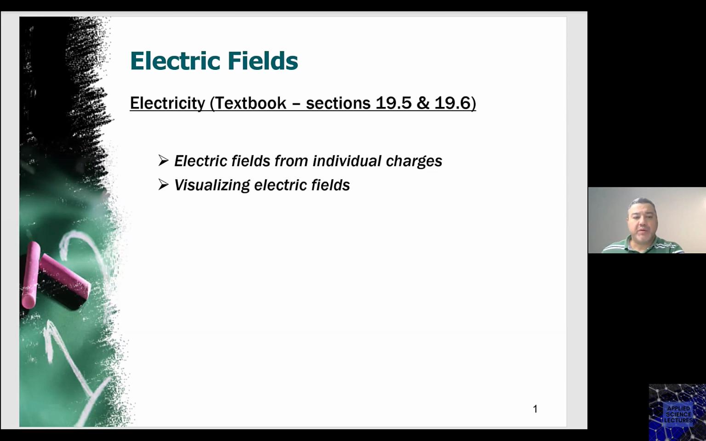Okay, good afternoon, everyone. We continue today with our lectures. Today we will talk about the electric fields from individual charges and visualizing electric fields.